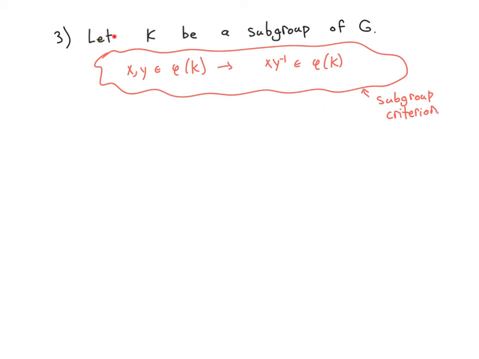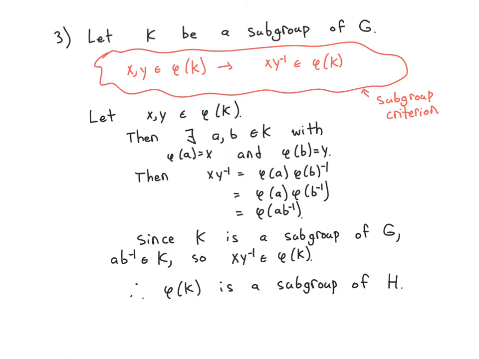So let's prove the third claim. Let K be a subgroup of G. We want to prove that phi of K, the image of K, is a subgroup of H. We're going to use the subgroup criterion, which means given two elements x, y in the image, we want to show x y inverse is also in the image. So here's the proof. Let's take x and y in the image.